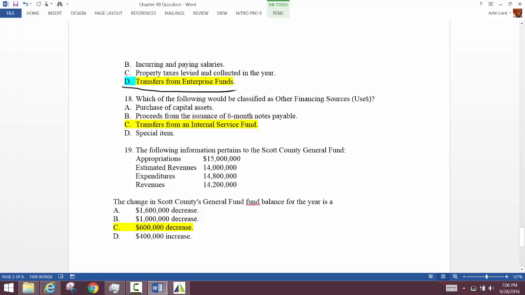Okay, so isn't the answer here going to be what? Revenue of 14,200 minus what? The expenditures of how much? 14,800? So we've got a negative change here, don't we? Decrease to 600,000?